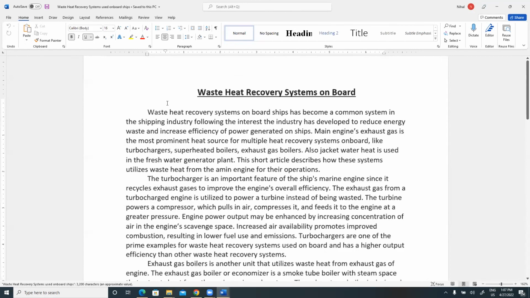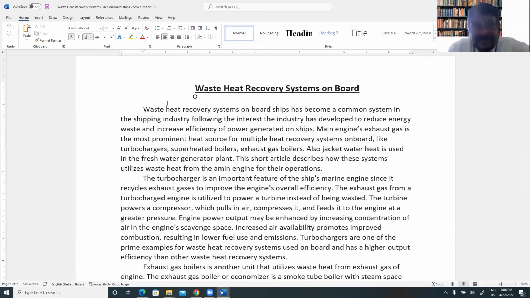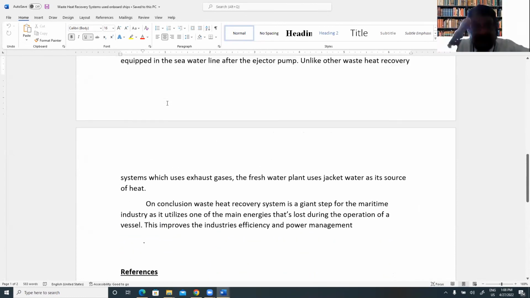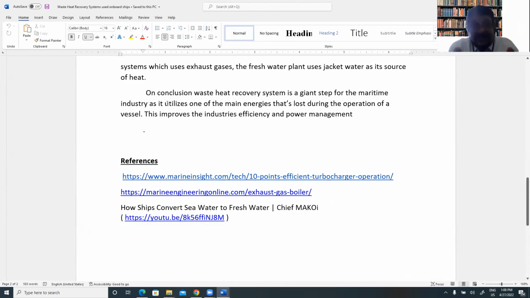Yeah, this is one of the outcomes from them. They have done this as a group, and this is the topic of waste heat recovery systems on board. They have done a very small writing on this and given the references. I hope this kind of presentation is also allowed in the symposium. This I need from these experts: whether this kind of article review is also accepted in the symposium.